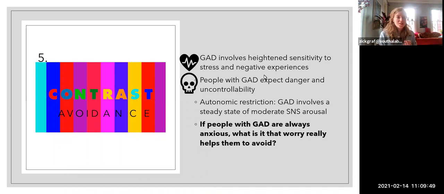Autonomic restriction in GAD, again, just means that people with GAD experience a steady state of moderate sympathetic nervous system arousal rather than the kind of peaks of sympathetic nervous system arousal that we would experience as fear, and that people with social anxiety disorder, panic disorder, and specific phobia experience when exposed to triggers for fear and anxiety.